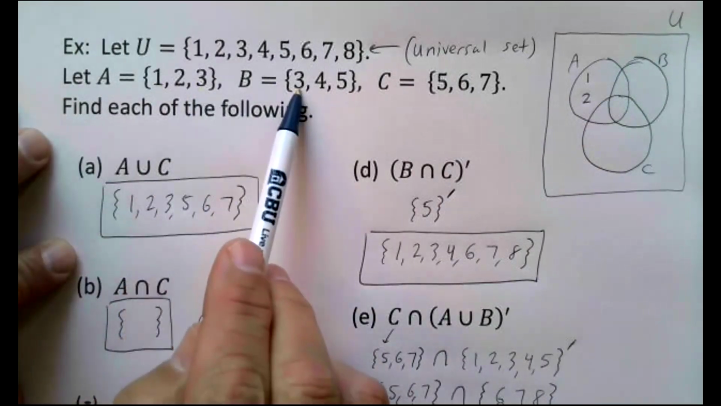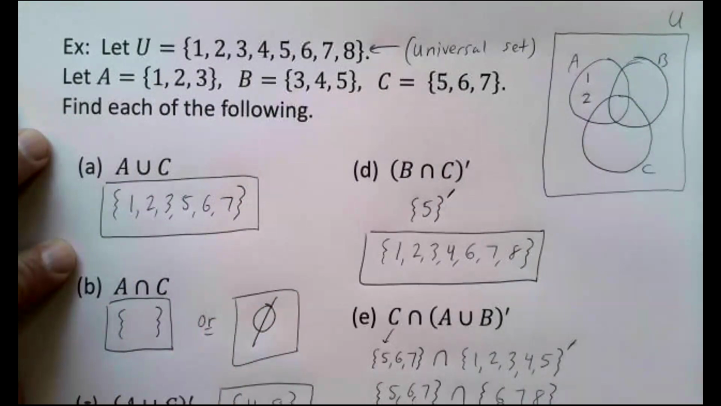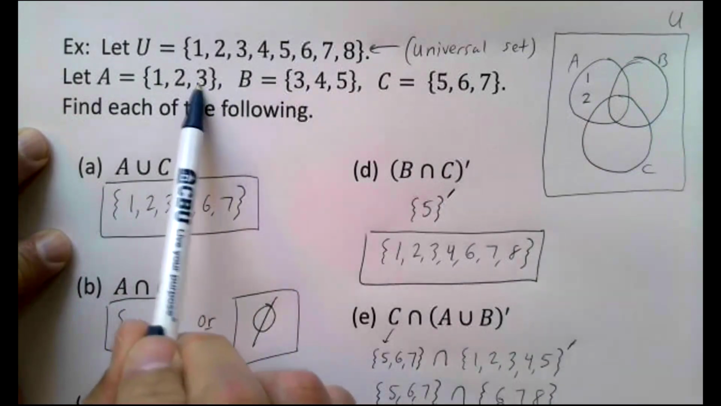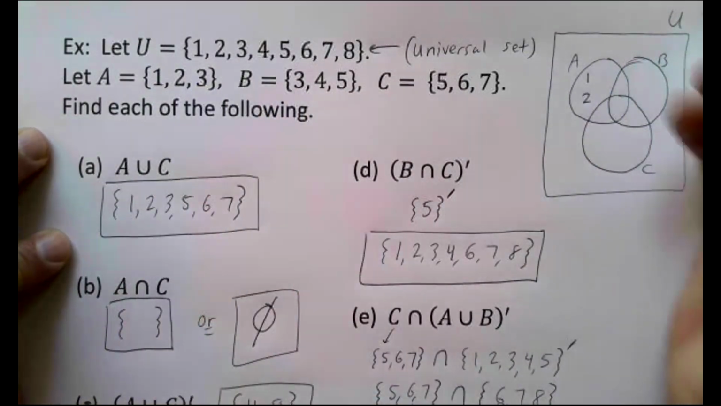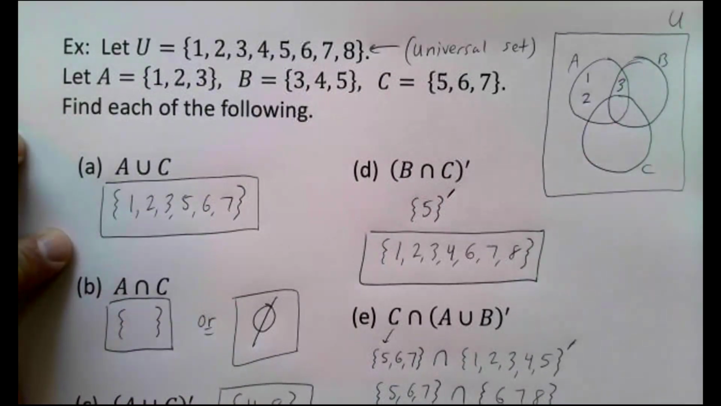because I need to put 3 so that it's also in the B circle. But I don't want to put it in the part that also overlaps with the C circle. I do want it to be in both the A and the B circle at the same time. So I think 3 would need to go hang out up there.